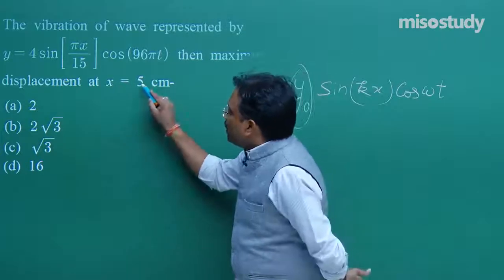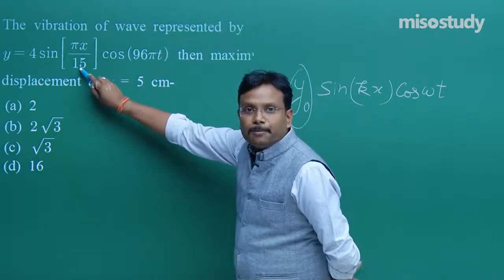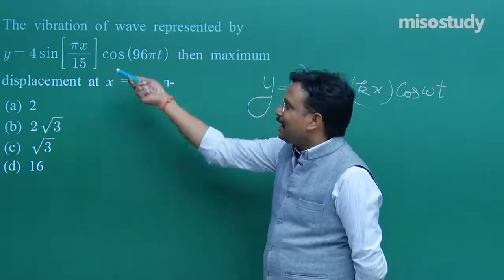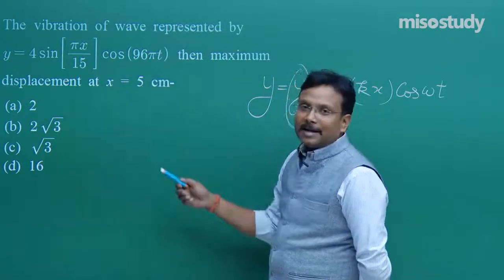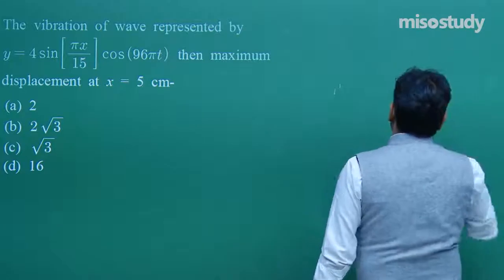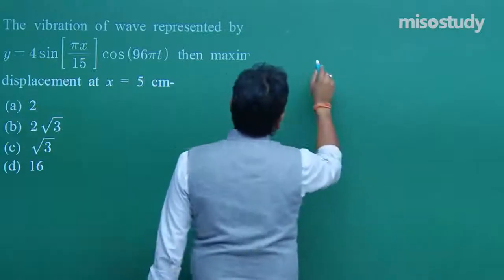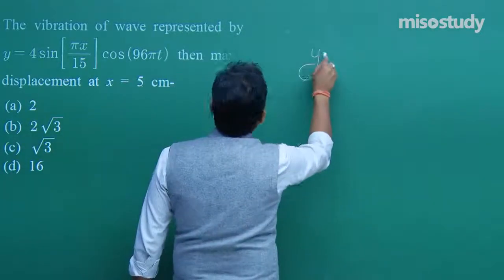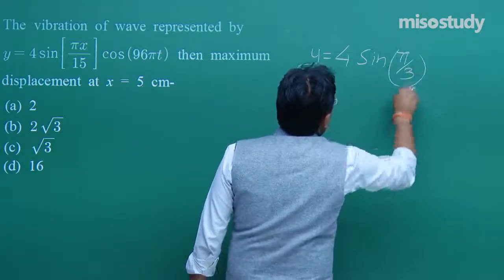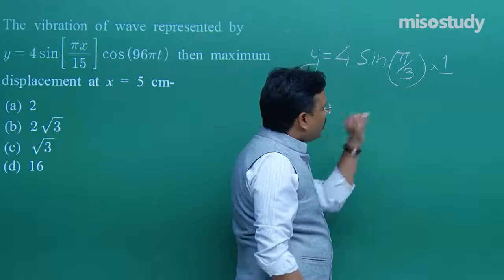No need to write. 5 place over here. 5 1 is 5, 5 3 is 15, pi by 3. Sin pi by 3 means root 3 by 2, sin 60. Fine. So solve it and you can get the value. For maximum value, let me write down. I can say that it is going to be y is equal to 4 sin pi by 3 into 1. Few of you may say, how exactly 1?